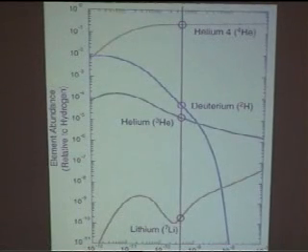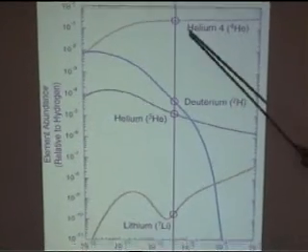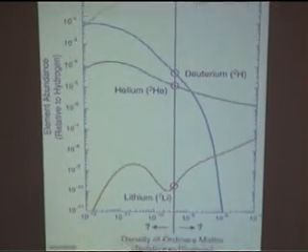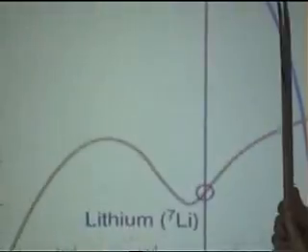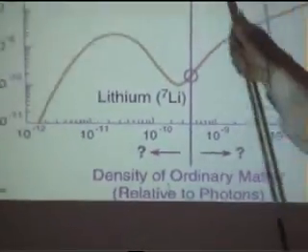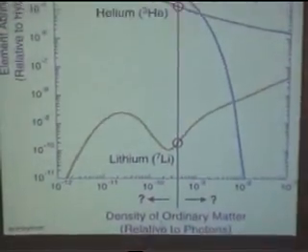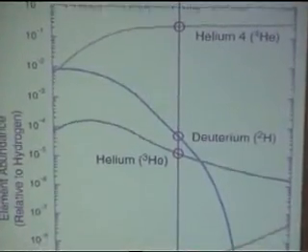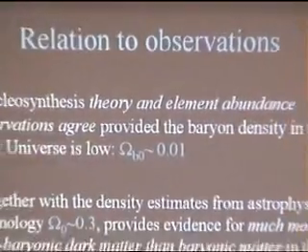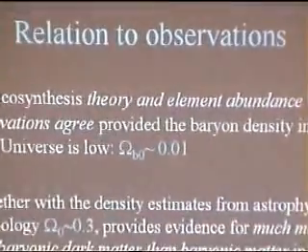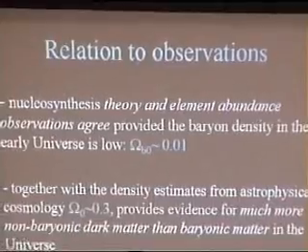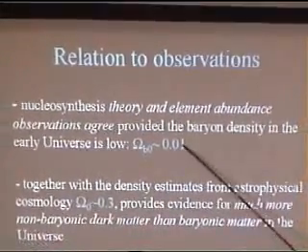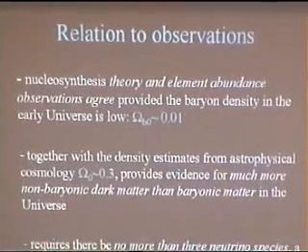It's not a trivial kind of thing, because you're getting 4 different quantities predicted from one variable. So the one variable fix is sufficient to give you the 4 different amounts, all of which agree with observation, and a huge success. And so what you get is nuclear synthesis theory and element abundance observations agree, provided the baryon density is low, about 0.01. You might take it up to 0.02, but a very low amount.